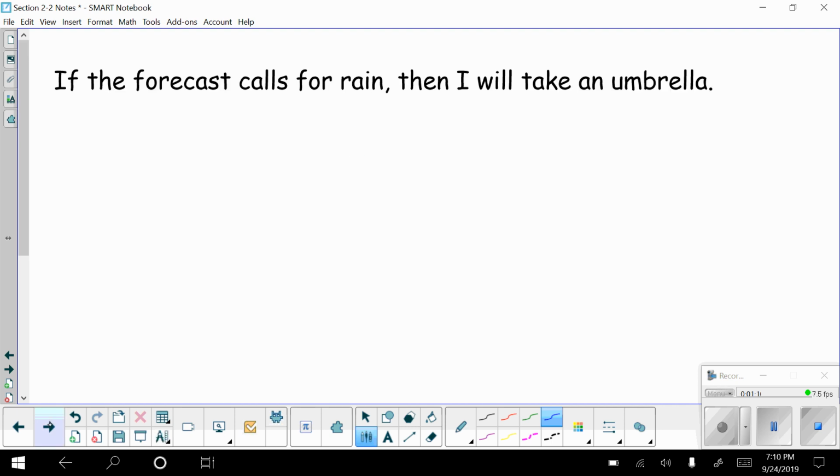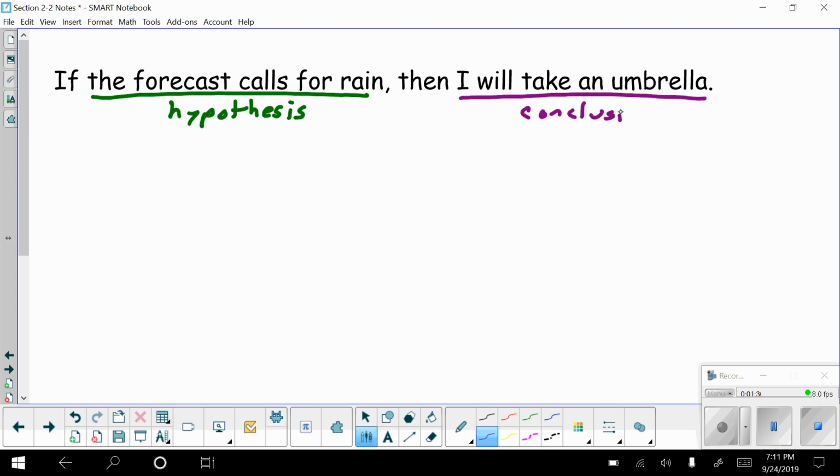So an example of this would be if the forecast calls for rain, then I will take an umbrella. The forecast calls for rain would be the hypothesis. And I will take an umbrella is the conclusion. Please note the word if is not part of the hypothesis. The word then is not part of the conclusion. They just help me see what statement is the hypothesis, what statement is the conclusion.